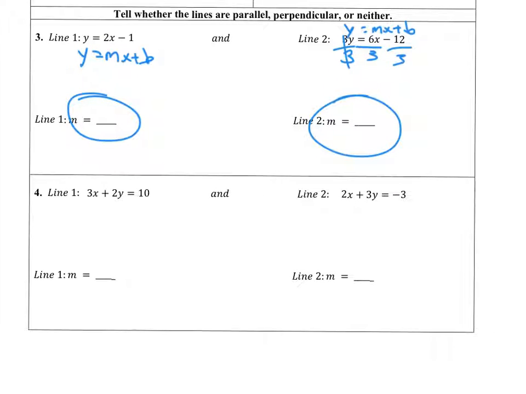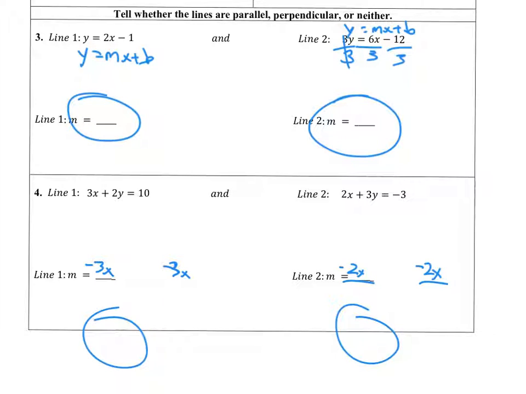Now, number 4, both of these you're going to have to change into y equals mx plus b. This is my first step I would do here. And same way over here. I'm going to get rid of the x term first. Now you finish it from there. Make sure you identify the slopes.